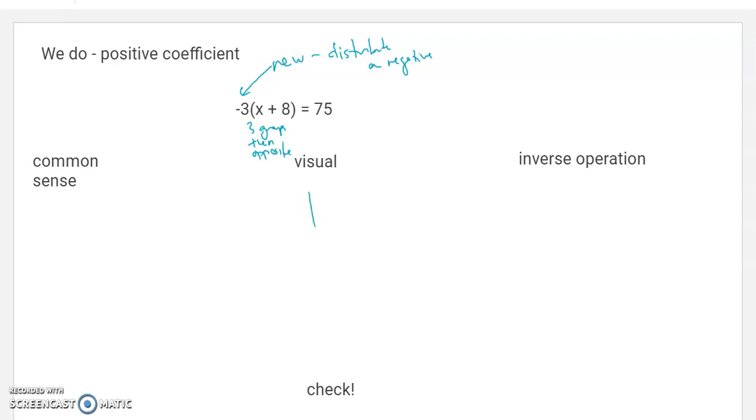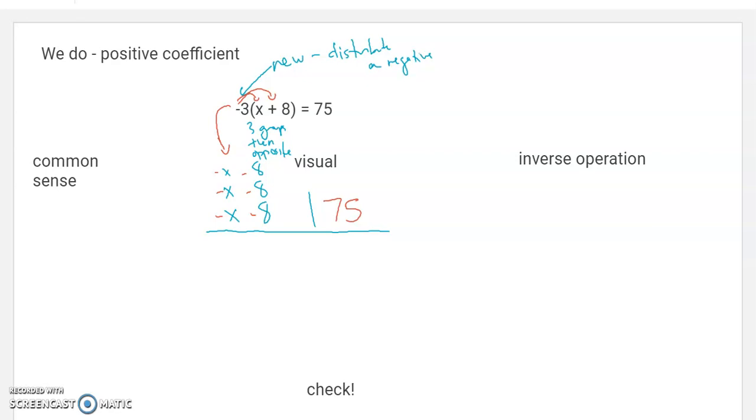So what I like to do here is draw positive 3 groups of what's in the parentheses. And if you even want to change colors or something, there's positive 3 groups. And then, thanks to the negative, or the opposite, I'm going to end up making everything the opposite of what it was. So I'm also distributing the negative. Opposite, opposite, opposite, opposite, opposite, opposite. Equals 75. Now I'm ready to solve it like normal.